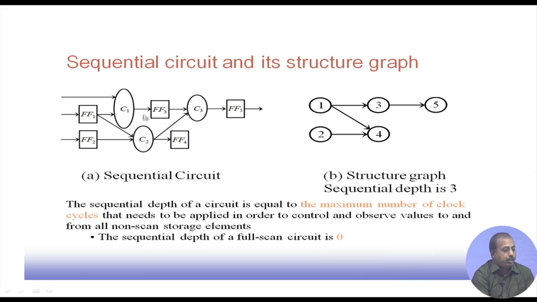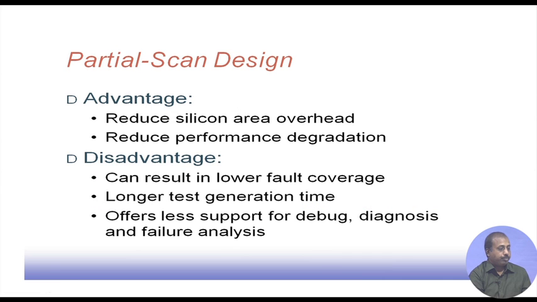So, somehow I have to excite this C1 C3 in such a fashion that this flip flop 1's response propagates through this C1, flip flop 3 and C3, and comes to flip flop 5. Whether that is possible or not is a different issue, because that will depend on other inputs that I have to set for C1 and C3. But if it is possible, even in that case it requires 3 clock cycles for this flip flop 1 value to come at the output of flip flop 5. So, the sequential depth is 3 in this case.